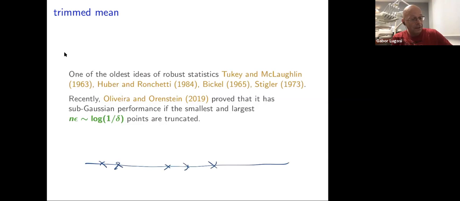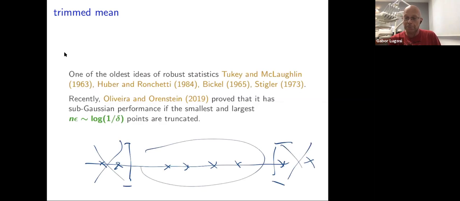If you have data here, and you suspect that you might have heavy tails, then you say, okay, let's just forget these outliers. We just forget them and take the empirical average of whatever is in the bulk. So this is the trimmed mean estimator.